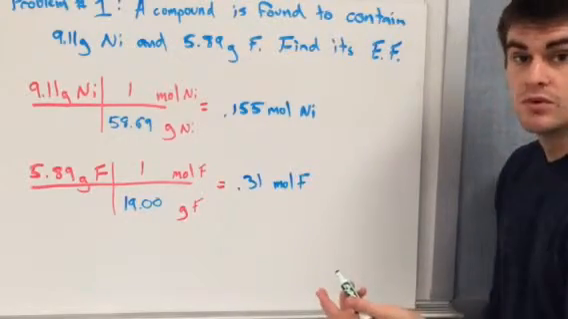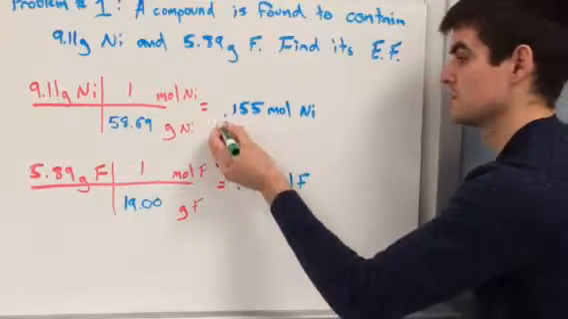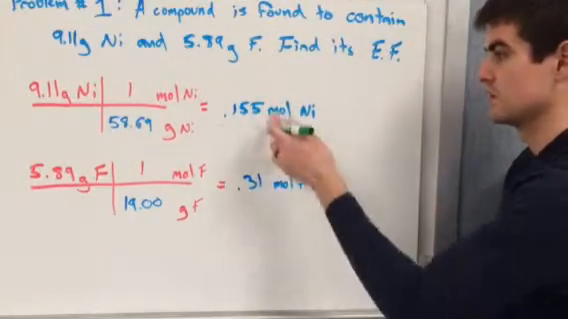So step 2, so that was step 1. Step 2 is divide by the smallest number. So smallest number, well, is this one.